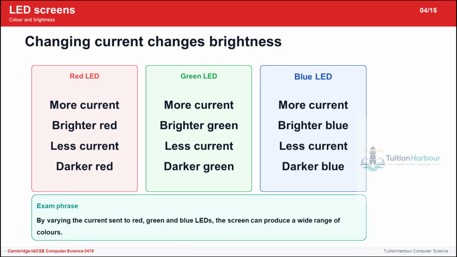LED color and brightness. The brightness of an LED depends on the amount of electric current supplied to it. More current produces brighter light. Less current produces darker light. The same principle applies to the red, green, and blue LEDs. By changing the current sent to each color, the screen can create a wide range of colors and brightness levels.